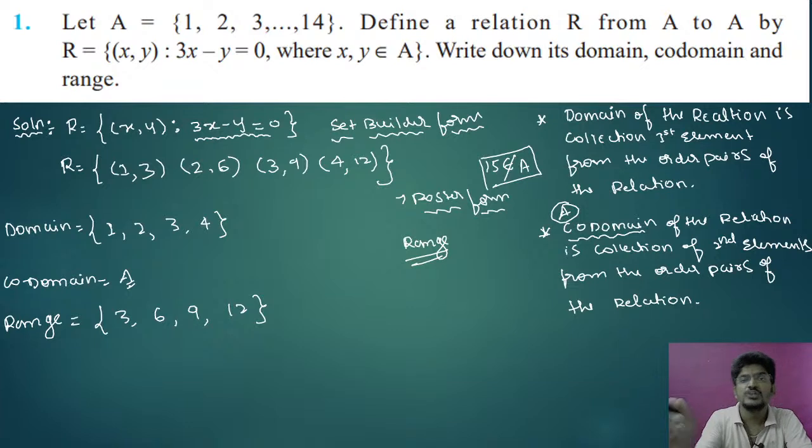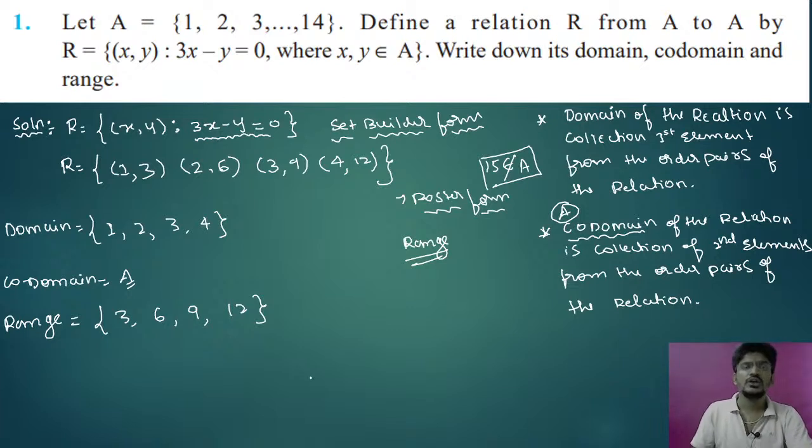Suppose if they give only domain and codomain, you can write it as 1, 2, 3, 4 for domain, and for the codomain 3, 6, 9, 12. But here they have asked range also. If they ask for the range, then you just replace the second elements 3, 6, 9 and 12 as the range.